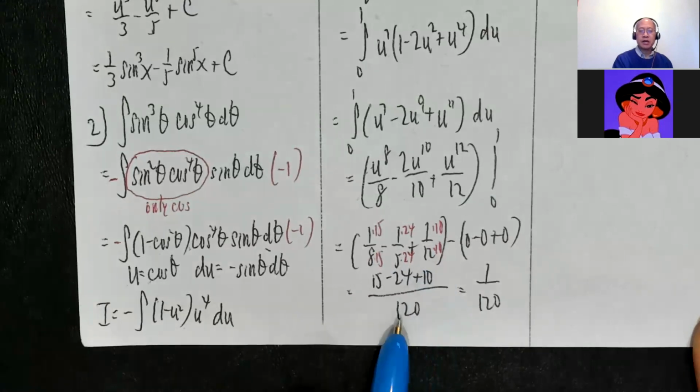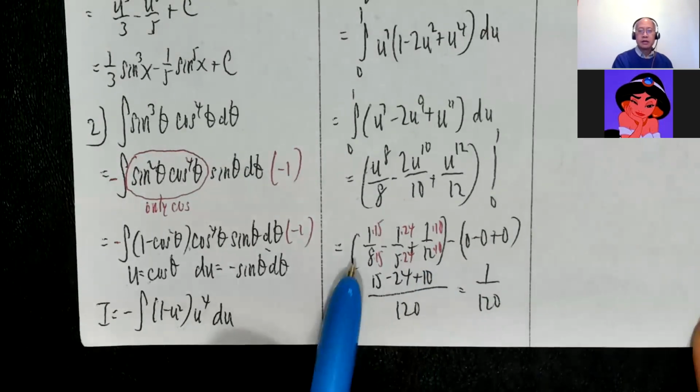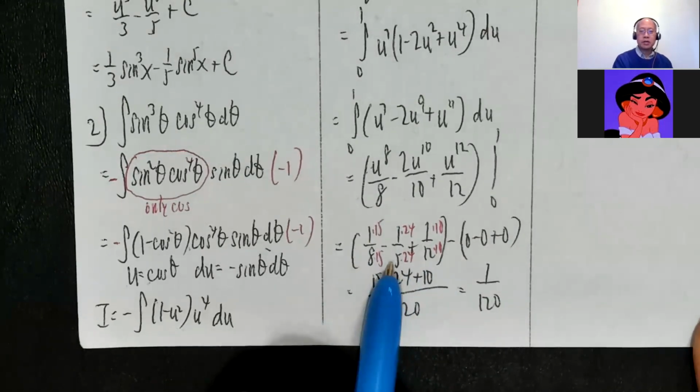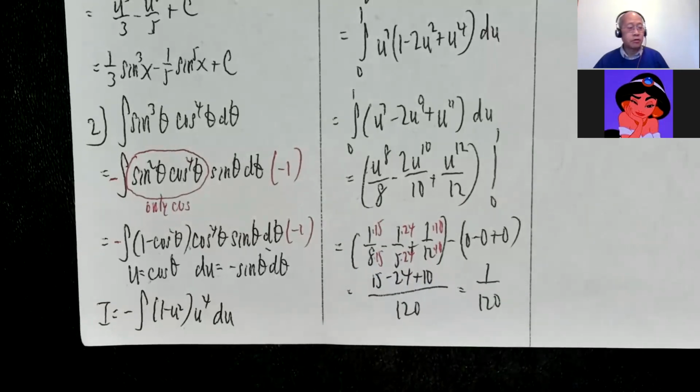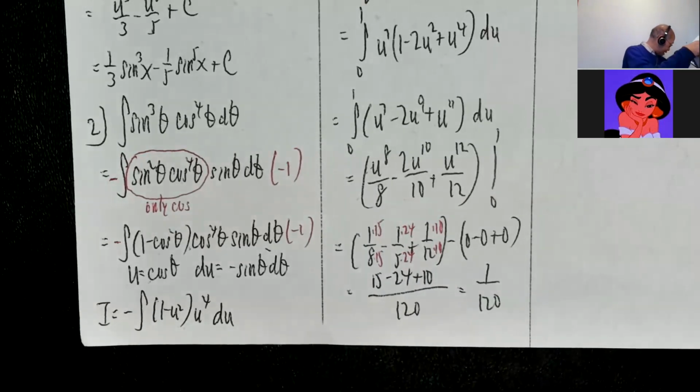Now it's just messy arithmetic. Common denominator is 120. So multiply by 15 over 15, 24 over 24, 10 over 10, final answer 1 over 120. And that is that.